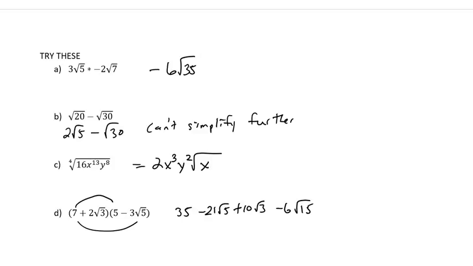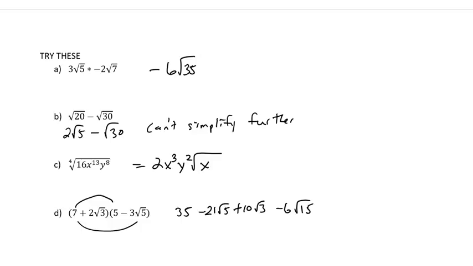Here are the answers. The first one is negative 6 square root of 35, and then 2 square root of 5 minus square root of 30. We simplified this one by pulling out a perfect square of 4. This 4 times 5 is 20, the square root of 4 is 2. But we could not do the same for the square root of 30. In fact, there's not a perfect square that goes into 30, so we can't simplify that any further than that.